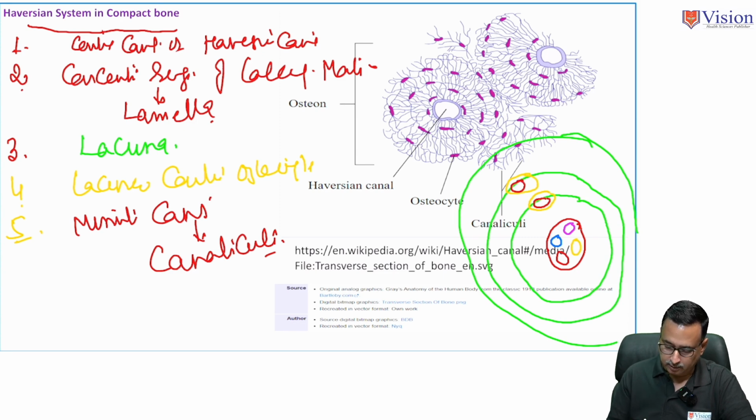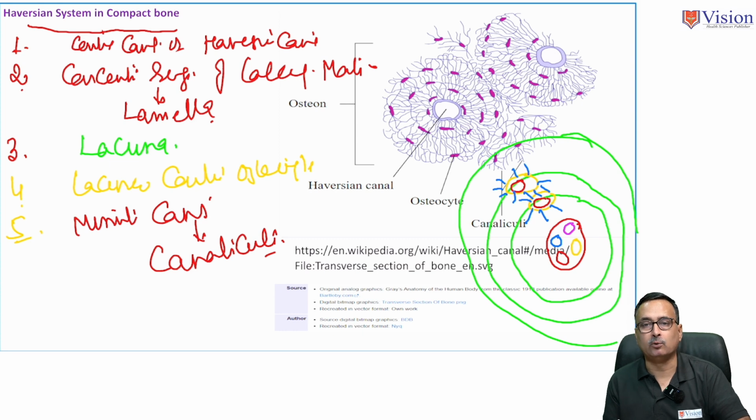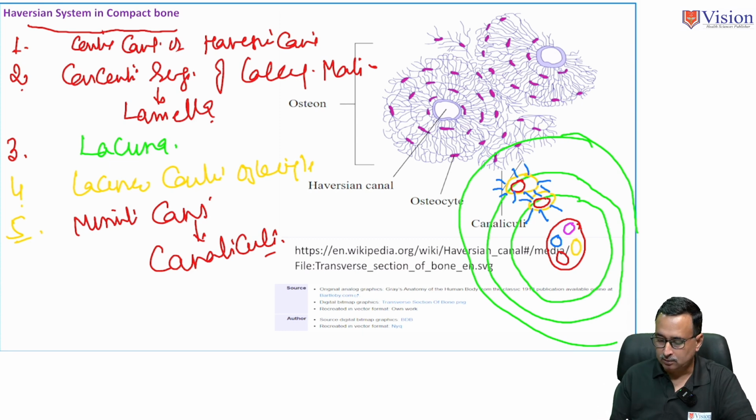And a lacuna gives rise to canaliculi. These canaliculi are interconnected with the canaliculi of adjacent lacunae. As in this diagram, this is a central canal, the Haversian canal. So these are concentric rings of calcified matrix. These thin fiber-like outgrowths are canaliculi. It's a lacuna containing an osteocyte.